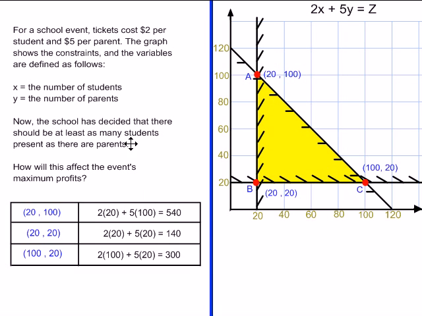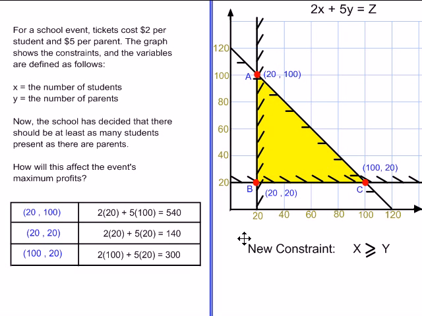But the school has decided to introduce a new constraint. The school has decided there should be at least as many students present as there are parents. That changes things. What we have to do next is make an inequality that matches this new constraint. And my inequality is going to be defined down here. My new constraint is x greater than or equal to y.